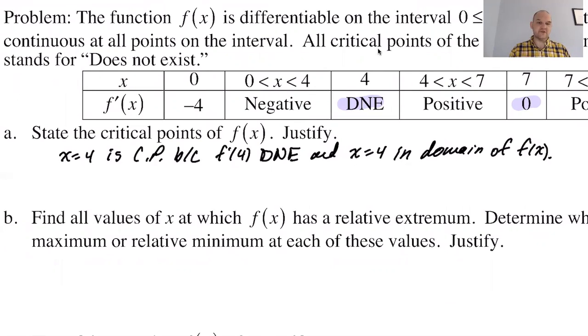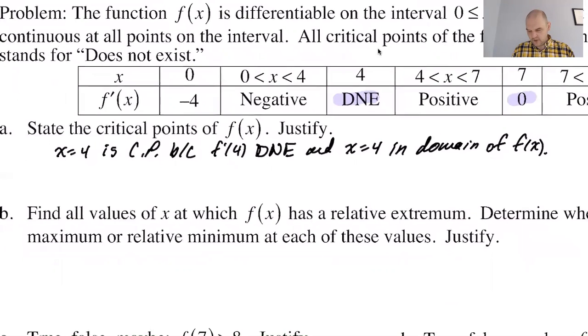X equals 4 is definitely a critical point. Why? Because f prime of 4 doesn't exist. And then somebody's like, well, what if it's not in the domain? Oh no, and x equals 4 is in the domain. So we covered everything that we wanted to, and we got it.